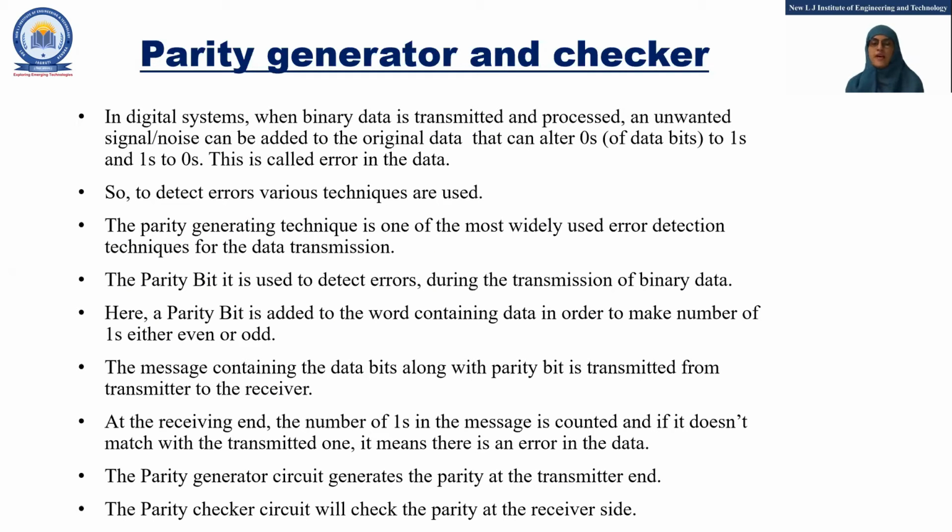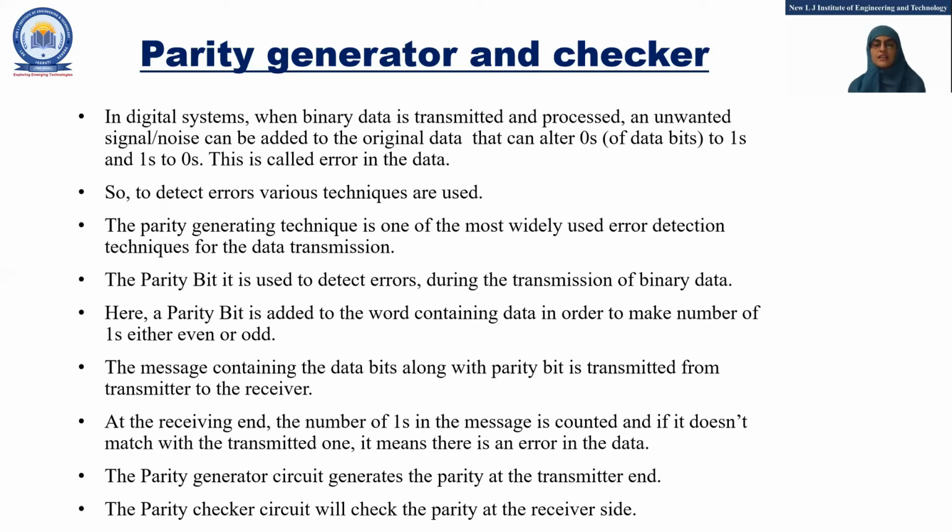So what is parity generator and what is parity checker? These two terms are used when the sender transmits data to the receiver. It will be in the form of binary, in other words zeros and ones. When the sender transmits the data to the receiver, an unwanted signal can be added to the original data. This unwanted signal is noise, and this noise can alter the data, which means it will make 0 to 1 and 1 to 0. This is called error in data.